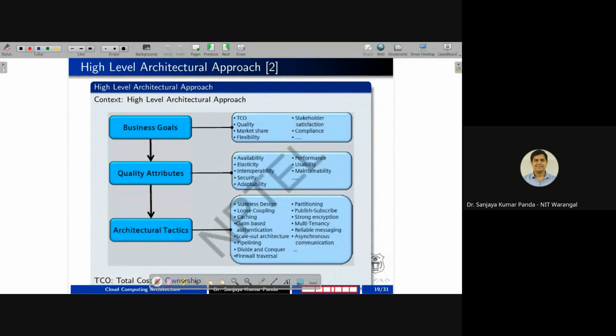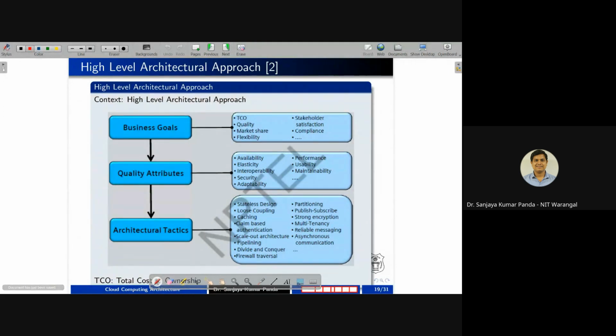Okay, this is one of the high-level architectural approaches which I found from one good source, that is NPTEL. They have divided the architecture based upon different attributes. Based upon the quality attribute, they consider different types of architecture. Based upon the business goal, there is a different type of architecture. Based upon what kind of architectural techniques we are using, there is a different type of architecture.